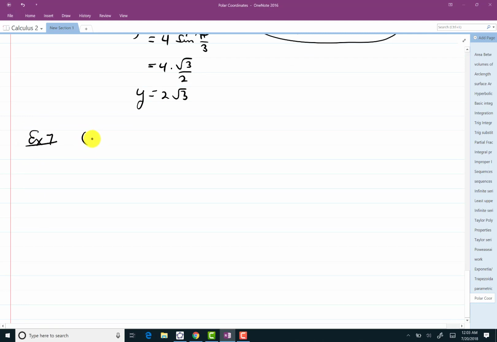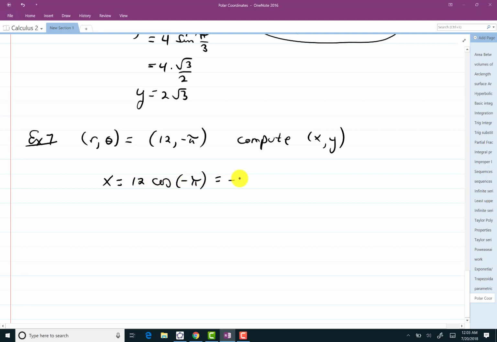This time our r equals 12 and theta equals negative pi. Compute xy. Well, x equals 12 cosine of negative pi. That equals negative 12. Y equals 12 sine of negative pi, and that equals 0. So xy equals negative 12 comma 0.